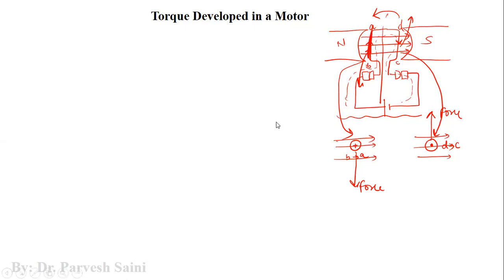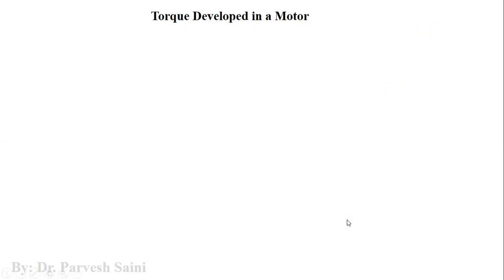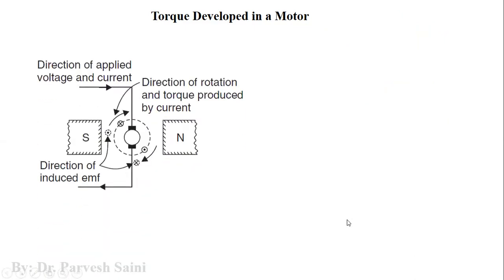Now let us see this. As you can see here in this diagram, we have north and south. The same thing has been explained here, which I have just explained. Now, this is the rotor part, which we call the armature.